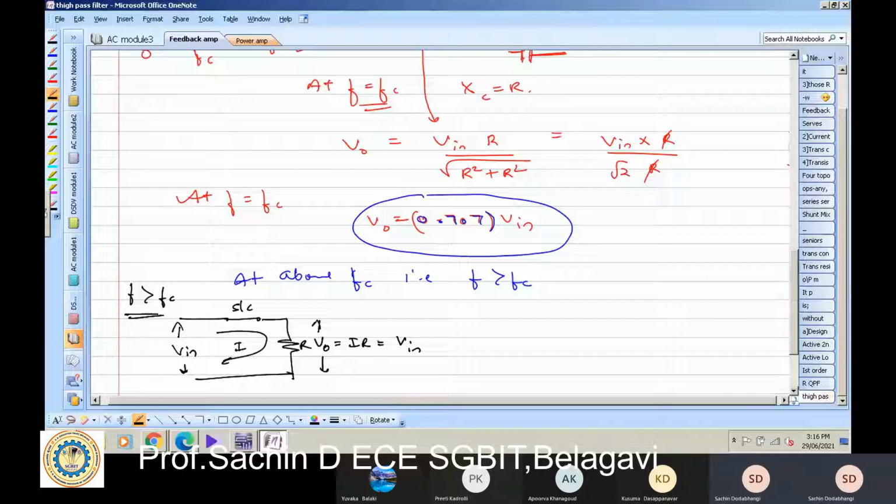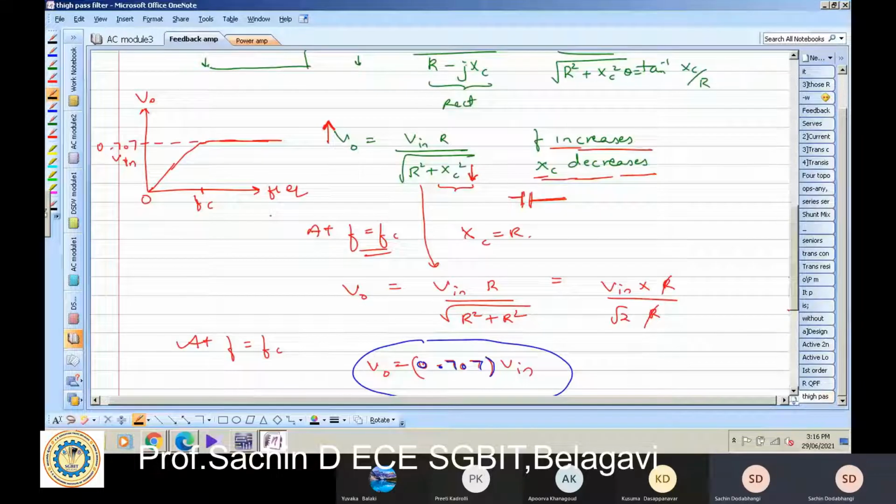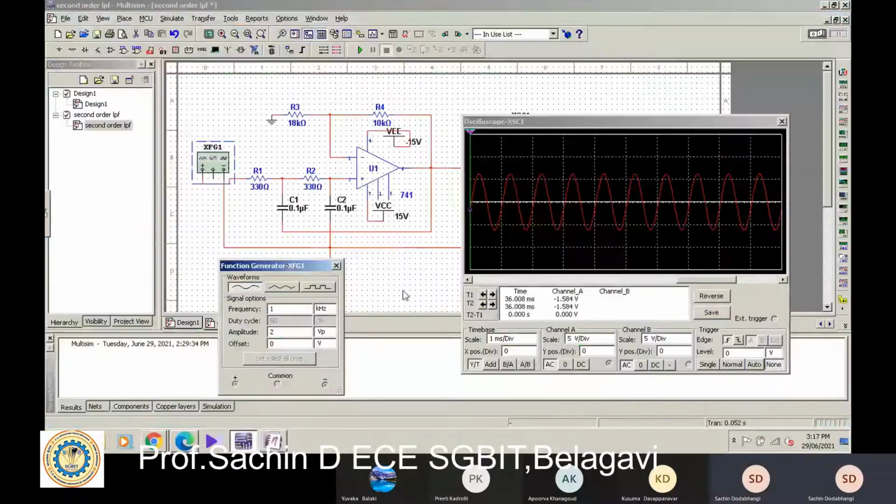Now next, I will continue this graph. Here it goes on increasing up to the input voltage. Getting it? This is with reference to the high pass filter. We need to just interchange this resistor and capacitor. In place of the resistor, you put the capacitor, and interchange them. That will be your high pass filter.